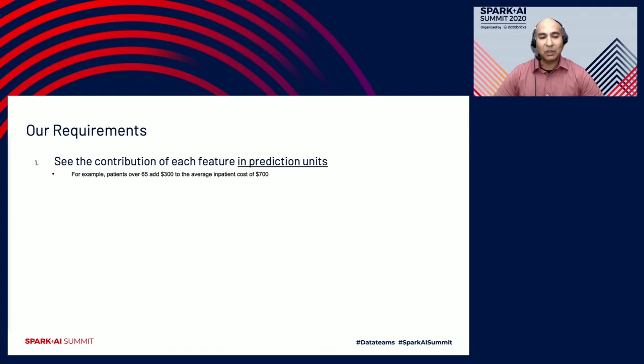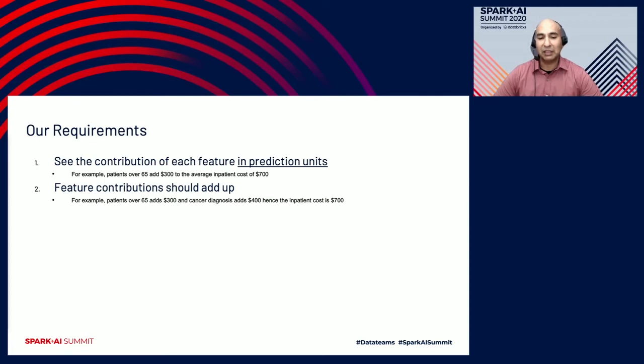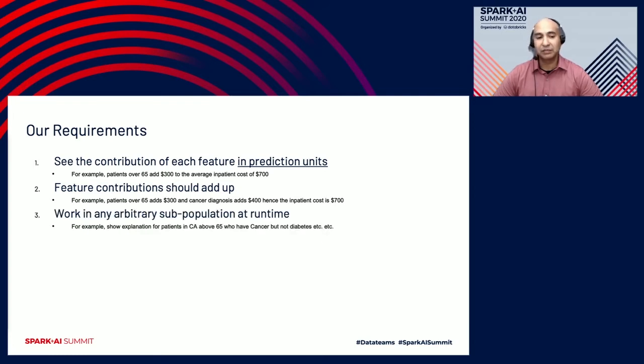So our first requirement was that we needed to be able to show the contribution of each feature in prediction units. So for example, if we said that patients over 65 add $300 to your average cost, then that has to be in dollars to match up with our prediction, which is in dollars in this case. The second requirement was that these feature contributions should add up. For example, if having patients over 65 adds $300 of cost and having a cancer diagnosis adds $400 of cost, then the inpatient cost should be the sum of these, or $700.